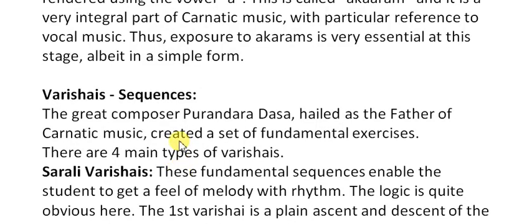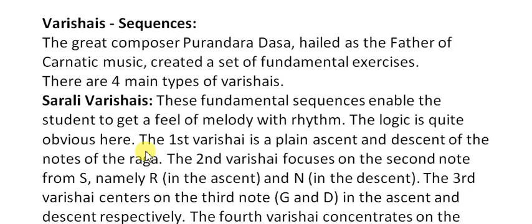Varisais, sequences: the great composer Purandaradasa, hailed as the father of Carnatic music, created a set of fundamental exercises. There are four main types of varisais. Sarali varisai: these fundamental sequences enable the student to get a feel of melody with the rhythm. The logic is quite obvious here.